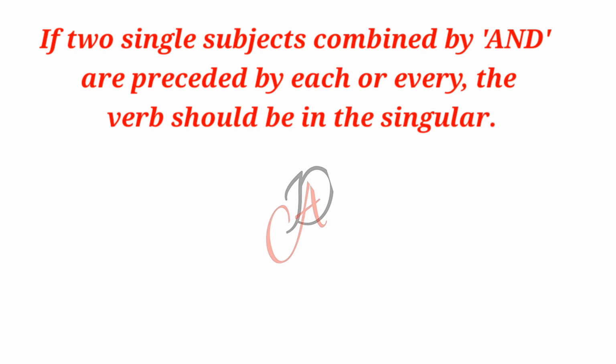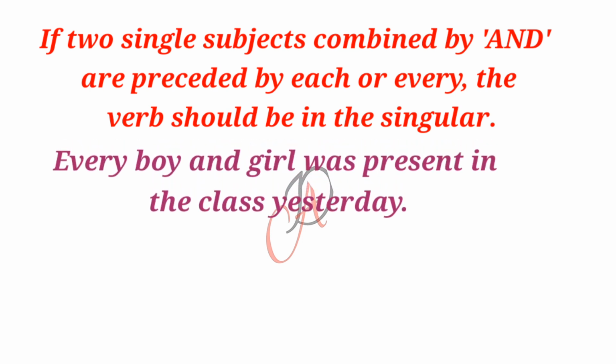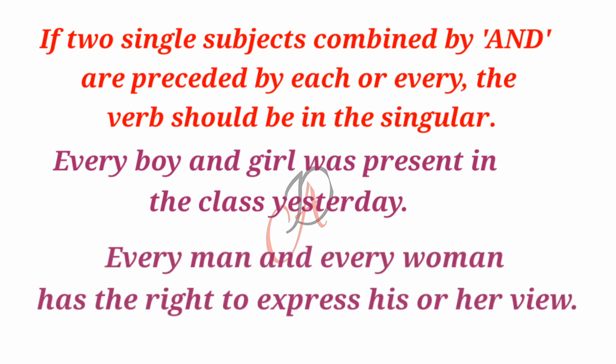If two singular subjects combined by and are preceded by each or every, the verb should be singular. For example, every boy and girl was present in the class yesterday. The next example, every man and every woman has the right to express his or her view. Okay, let's move to the next rule, rule number eight.